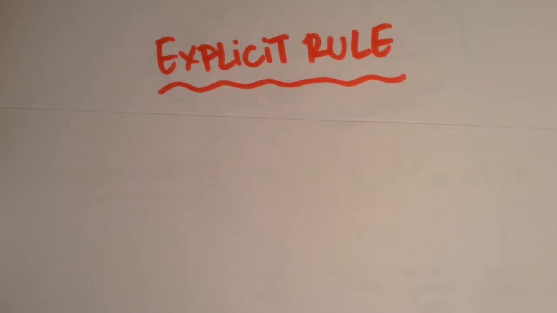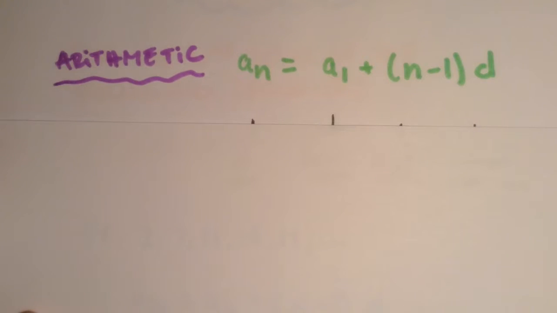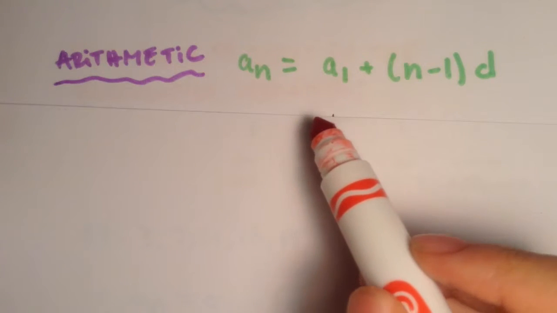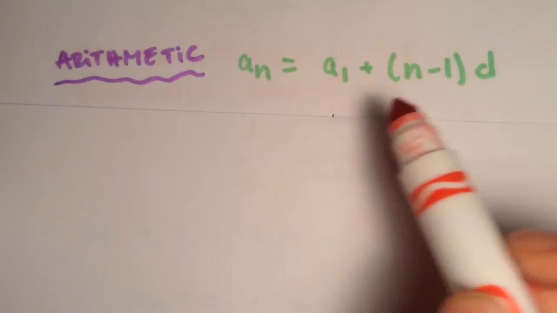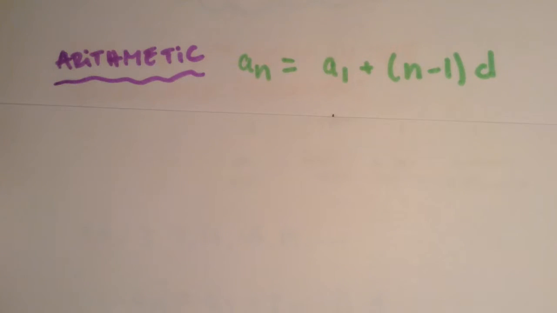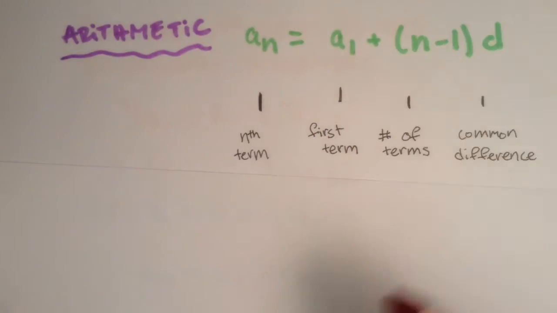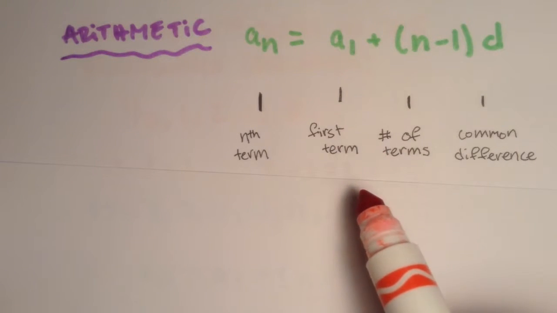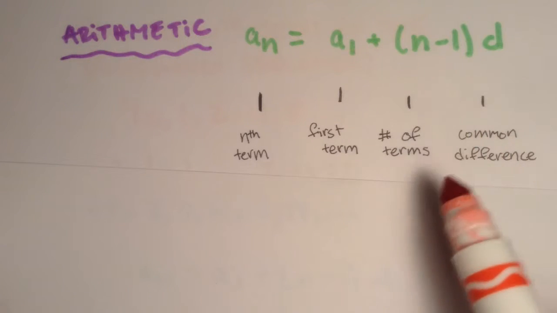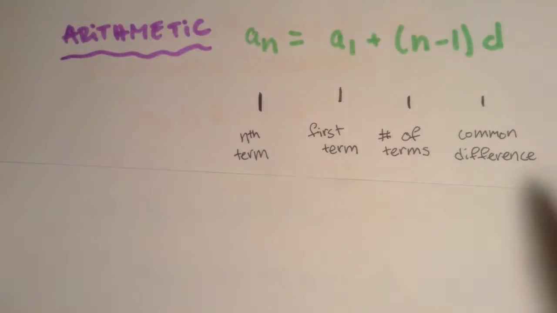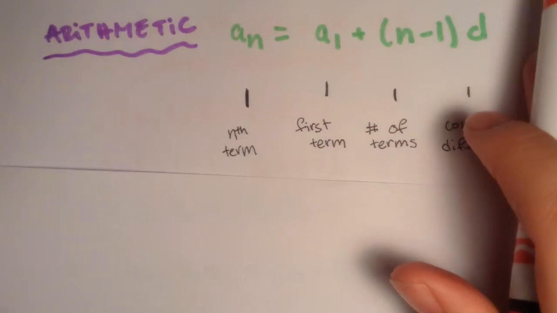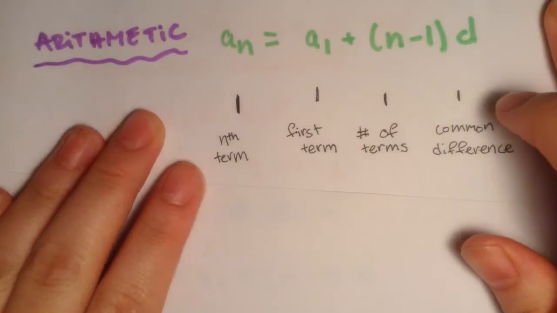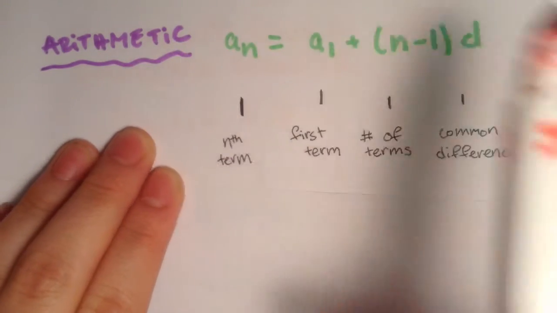Now we're moving on to the explicit rule. For arithmetic, we have a certain formula: a sub n equals a sub 1 plus n minus 1 times d. And this represents your nth term. a sub 1 equals your first term, and n is the number of the term, that's why it's tied into your a sub n. And we have d, the common difference that you're already familiar with. And this is with arithmetic, remember.